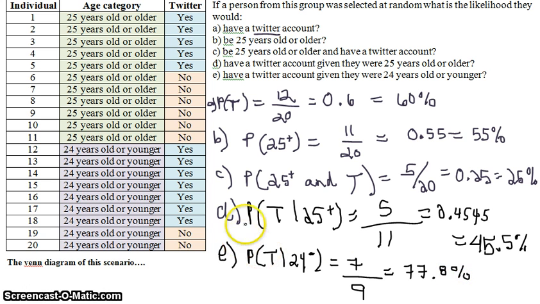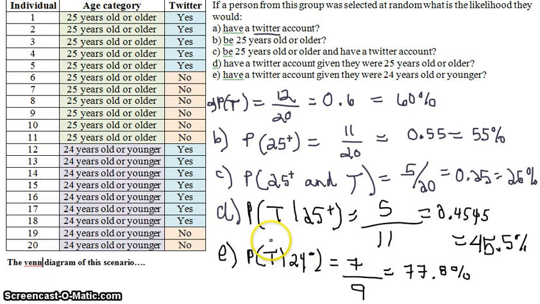So it looks like having a Twitter account and age are not independent of each other, because if you're 25 or older, the likelihood you have a Twitter account is actually a lot smaller than if you're 24 or younger. That's something interesting, and something that is usually done to see if there is a difference between age groups or some sort of category. Conditional probabilities allow us to compare those really nicely.